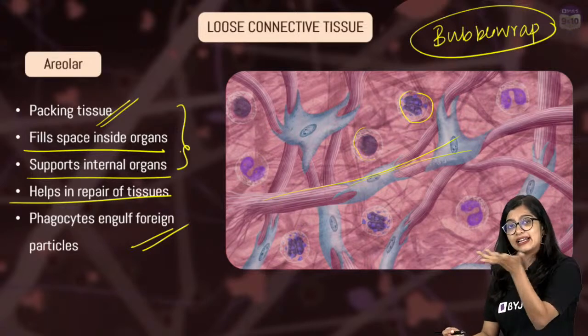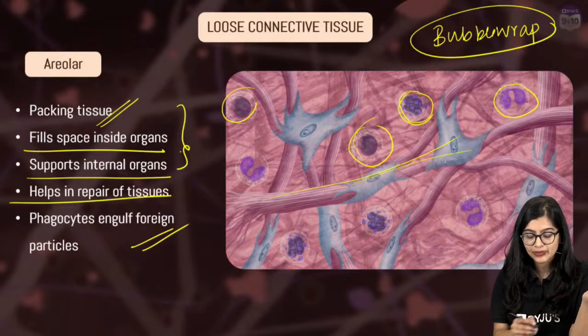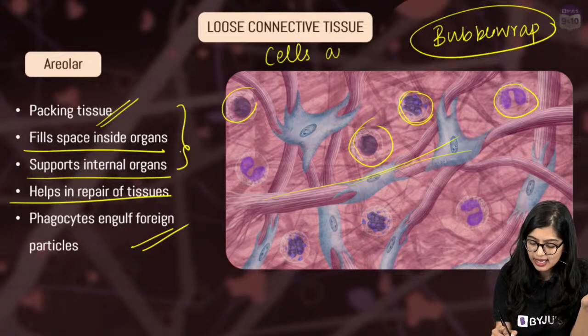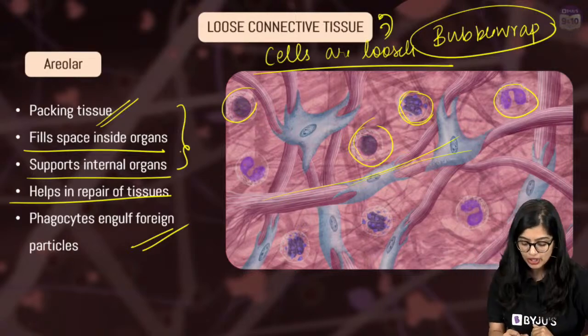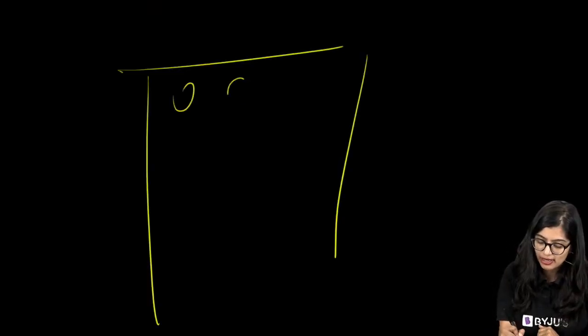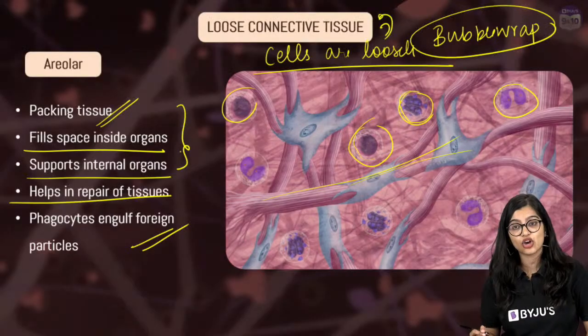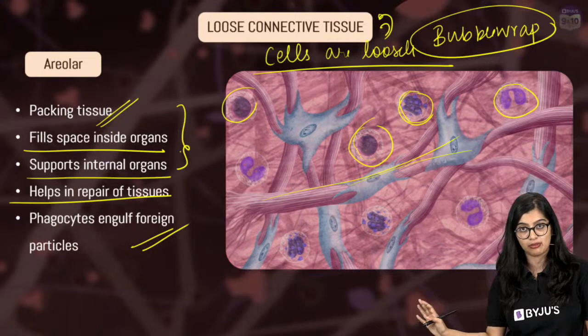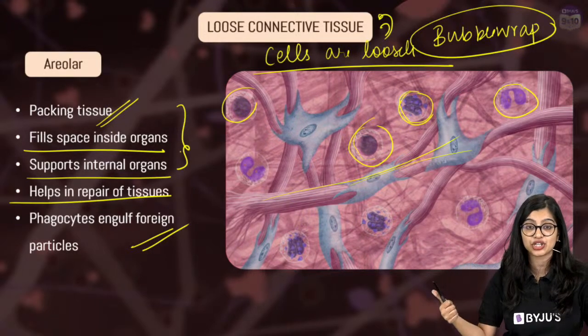So we see that in that matrix, all the cells are loosely arranged, which is why it is called an example of loose connective tissue. Just like how in your bubble wrap all of it is loosely arranged, even in your areolar tissue it is the same. So are we clear about what is areolar and why it is a packaging tissue?